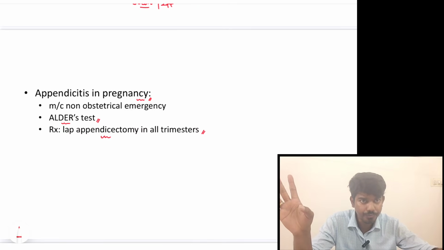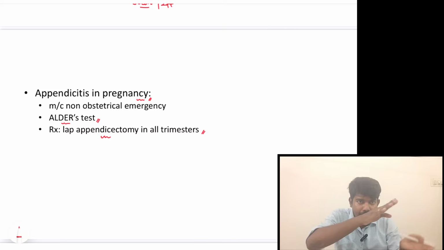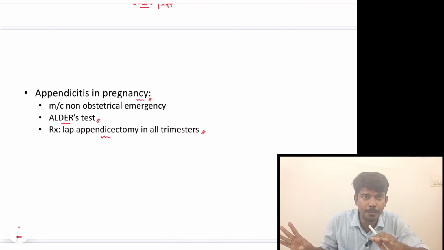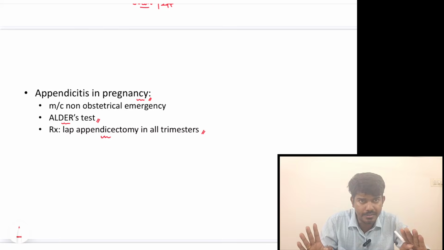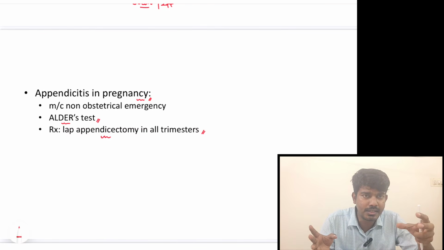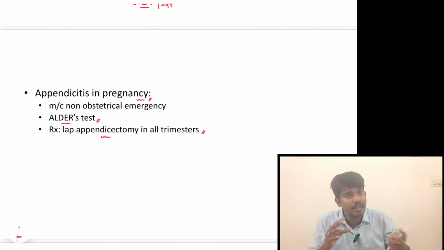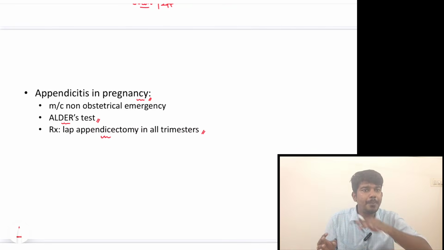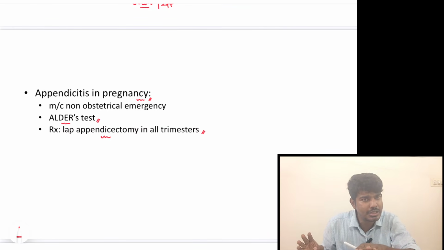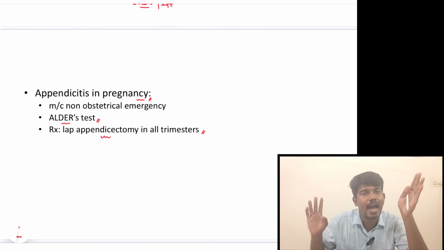cause. Okay, because appendicitis, it is attached to the retroperitoneum. When the patient turns left, the appendix is not going to change position, it will stay there. So that is suggestive of appendicitis. When the patient turns left, if there is some gynecological or obstetric cause, that particular segment will move away from that position. So the patient's pain will settle or the pain will reduce. That is suggestive of gynecological or obstetric cause. This test is called as Alder's test.